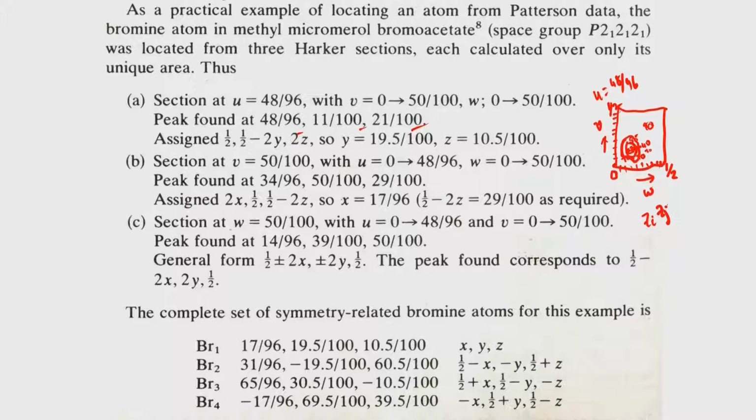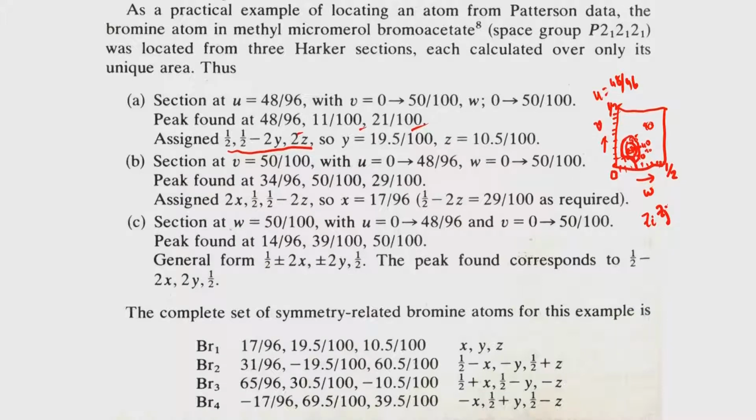So, it is 11 by 100 along the v direction and 21 by 100 along the w direction. So, that is the peak. You pick up that peak. You assign this peak as half minus 2y, 2z. That means this is now a Harker section, and so you solve for y and z now. What will be the value of y and z?